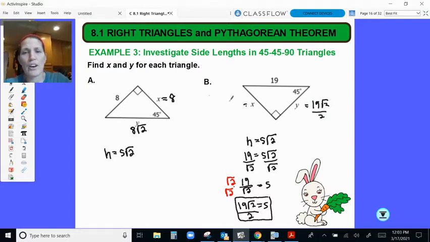And you'll start to notice a pattern as you rationalize these denominators and use those patterns. Okay?